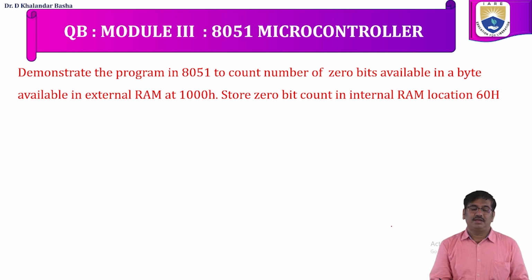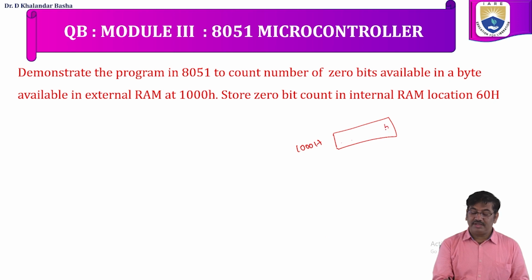Next, demonstrate a program in 8051 to count the number of 0 bits available in a byte in the external memory 1000H. Store the bit count in the internal RAM location 60H. So here we have the data at 1000H, which is external memory. The contents are bits B0 to B7, and we need to find out how many zeros are there. For this, we will shift these contents either left or right by 1 bit. Then we will check whether the carry flag is 0 or 1. If the carry flag is 0, it indicates the bit in the given data is 0.